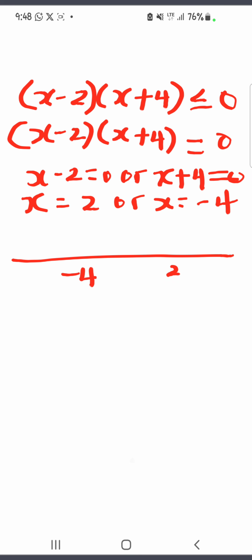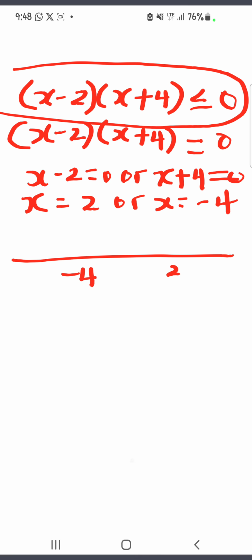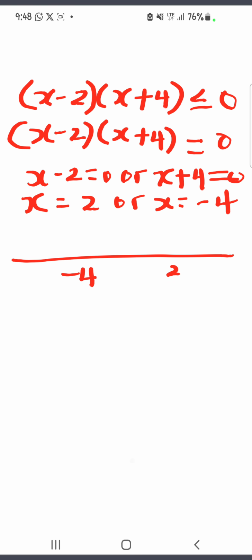Pick any one. Let me pick minus 6. Once you pick minus 6, come back to this inequality and test it. Wherever you see x, just put minus 6: (minus 6 minus 2)(minus 6 plus 4). Let's see if this is less than or equal to 0.